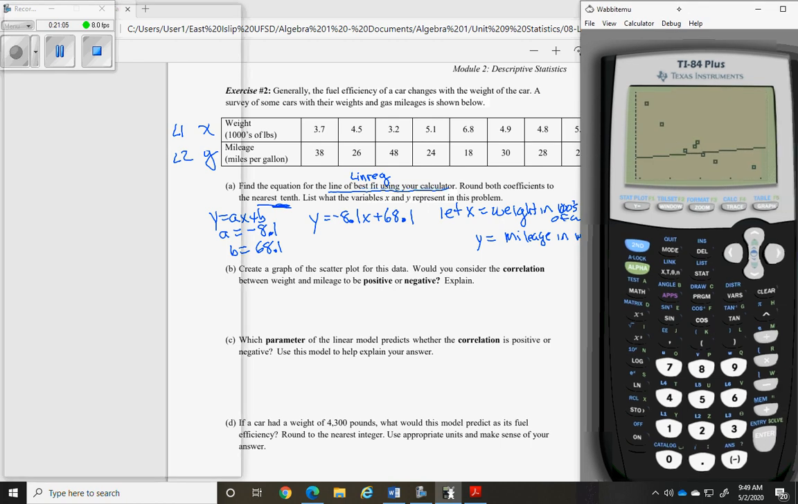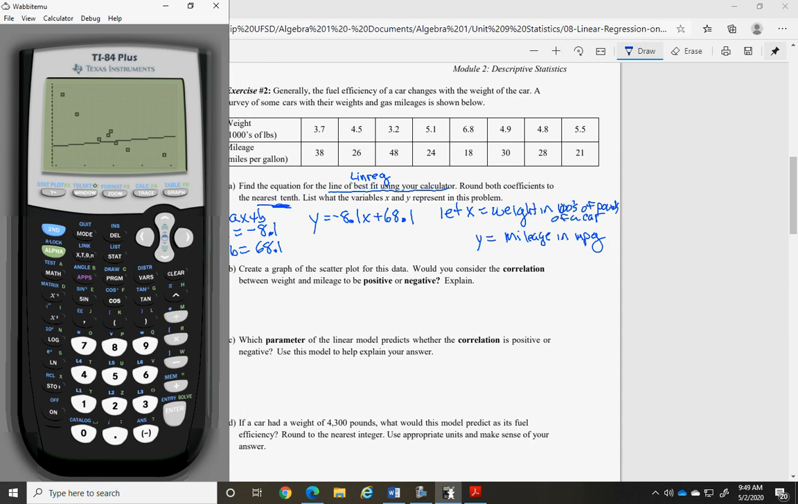See that random line I have? I hope you're realizing that we have something in our y equals that went with another graph. So let's go to our y equals and delete that. And then I'm going to hit graph again. This is the scatter plot for this second exercise that we did about weight of cars and mileage in miles per gallon. And here's the scatter plot.